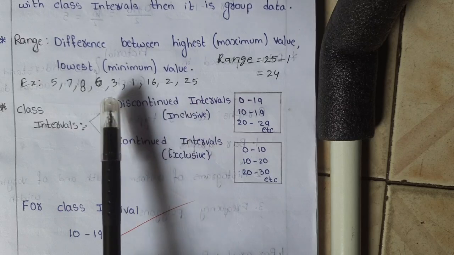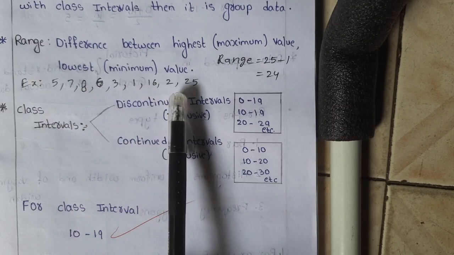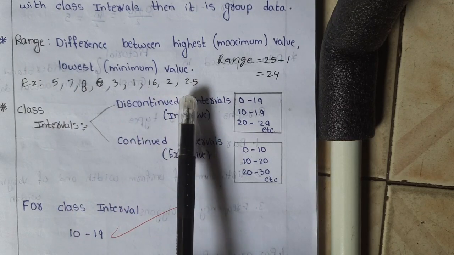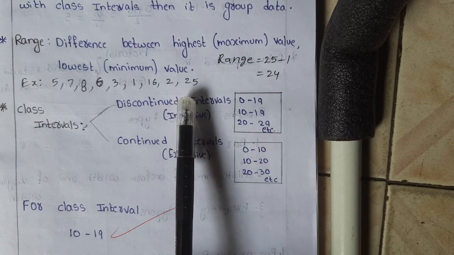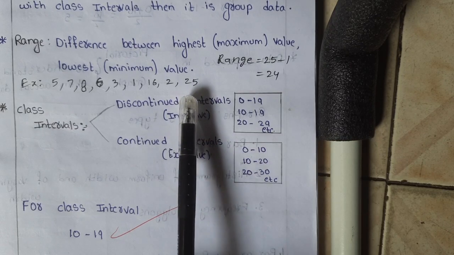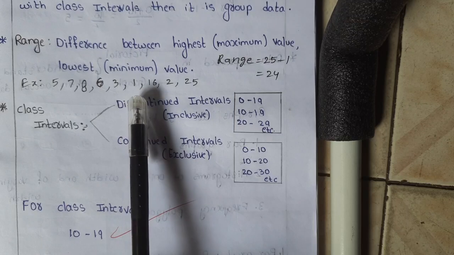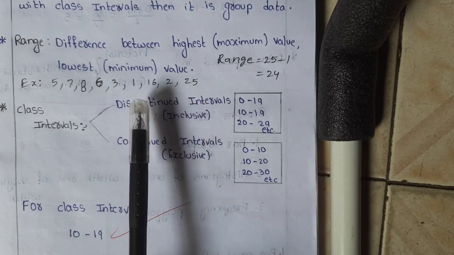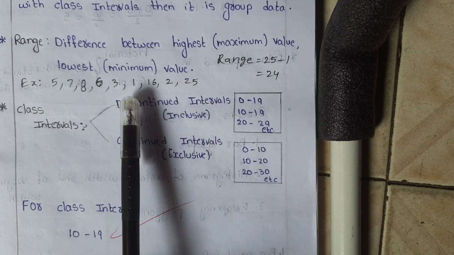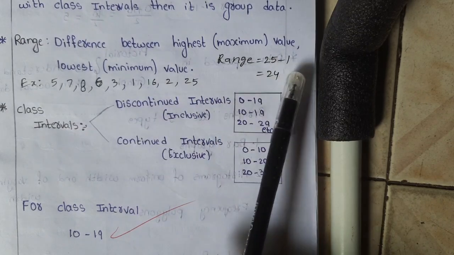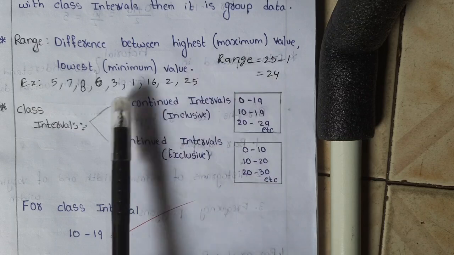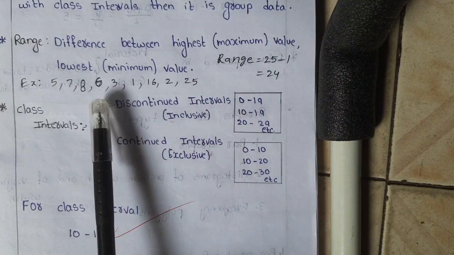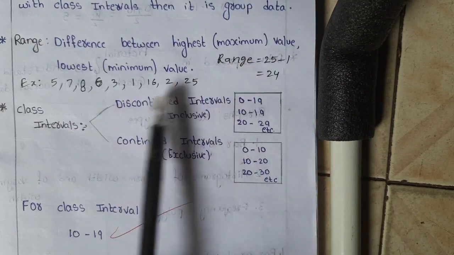Suppose these are the marks obtained in one test for 25 marks. Here the lowest mark is 1 and the highest mark is 25. The difference between highest and lowest, 25 minus 1, is 24. That is called range. I think you understood very well now.